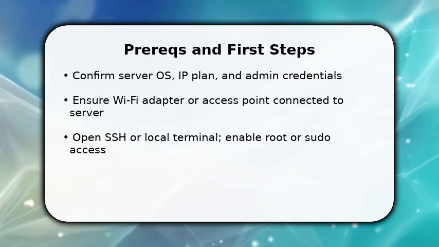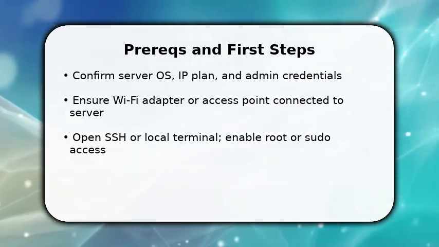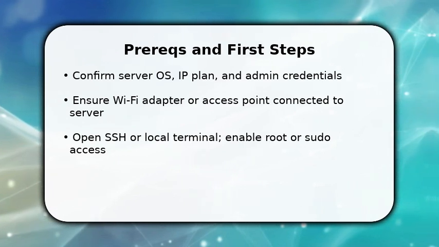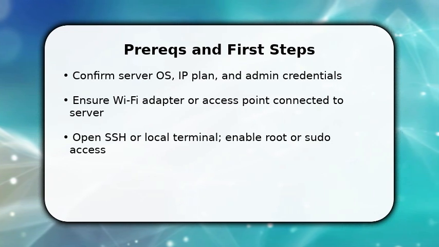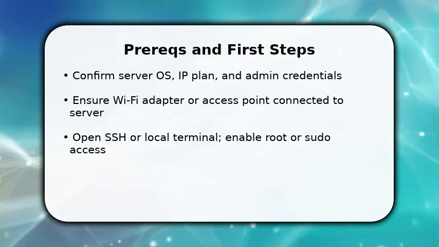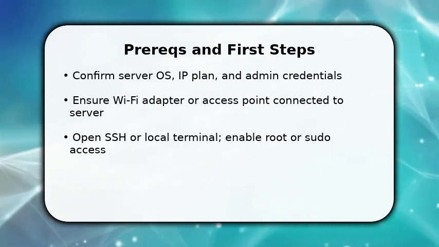You'll start by validating prerequisites quickly. Confirm the server OS and that you have admin credentials, and verify a Wi-Fi adapter or access point is physically connected. Once done, open an SSH session or local terminal and escalate to sudo so you can modify network services.